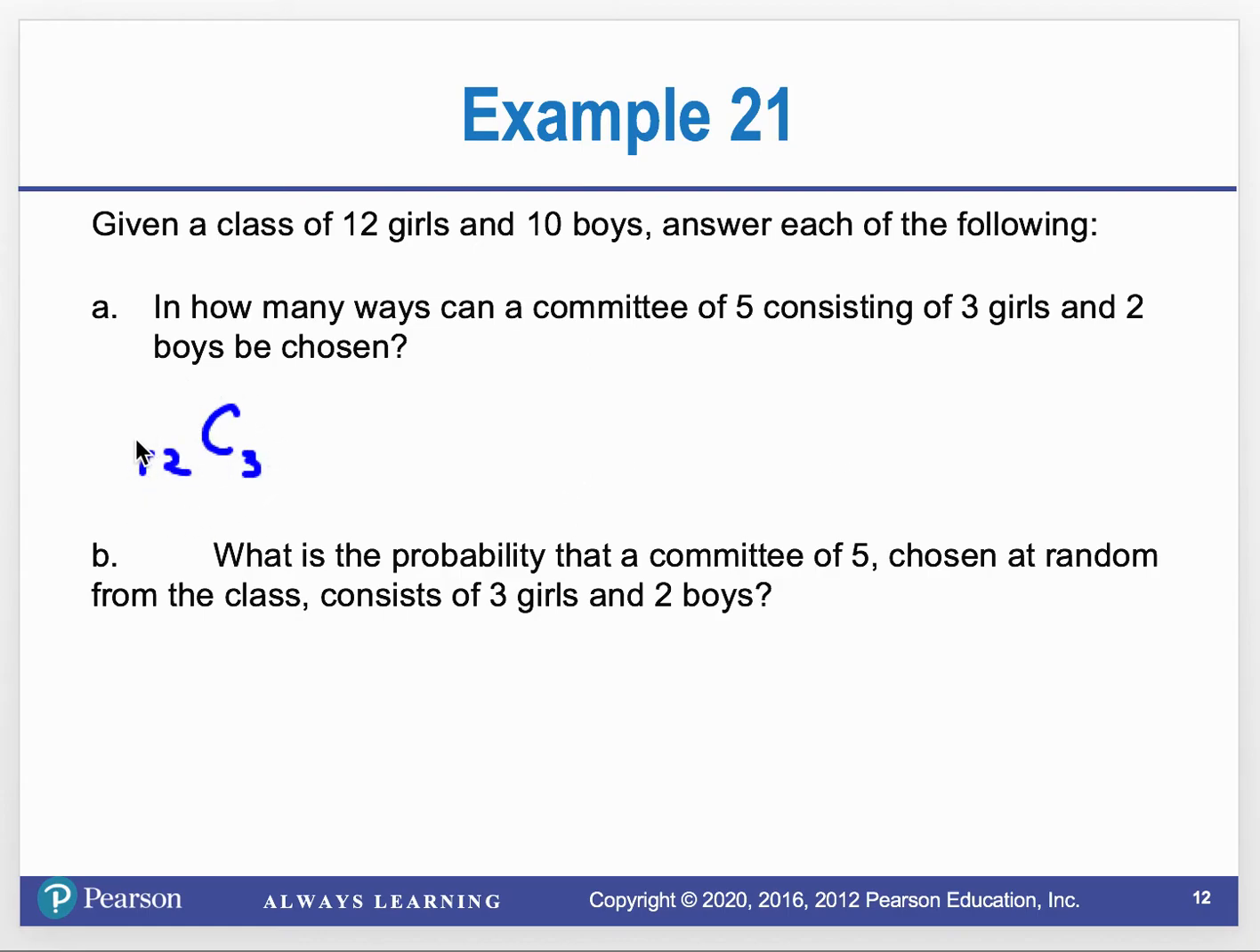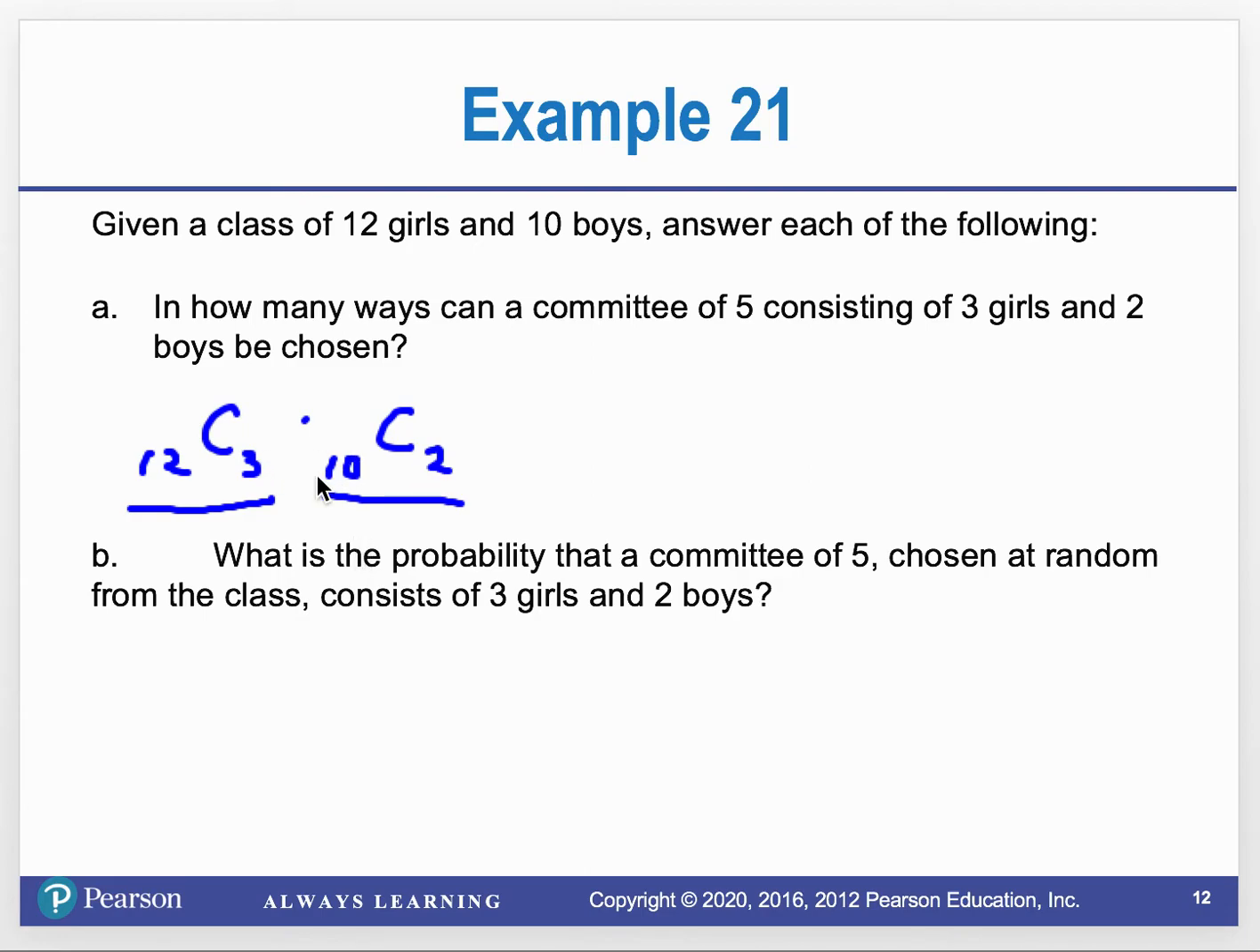That's how many ways you can get 3 girls out of these 12. If there's 10 boys, I'm going to choose 2 of those. This is the number of ways you can get 2 boys from the 10. This is the number of ways you can get 3 girls from the 12. So all together, I multiply these 2 numbers to see what that is.